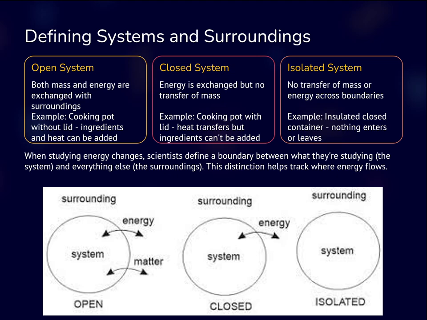When we talk about systems, we also define them by how they interact with their surroundings. And we have three types. We have open systems, in which both matter and energy can cross the boundary. An example would be a cooking pot without a lid, in which case heat escapes and ingredients can be added. We also have a closed system, in which only energy can cross that boundary. In this case, mass stays inside. An example of a closed system would be a pot with a lid on the stove. Heat will enter, but the ingredients stay sealed.